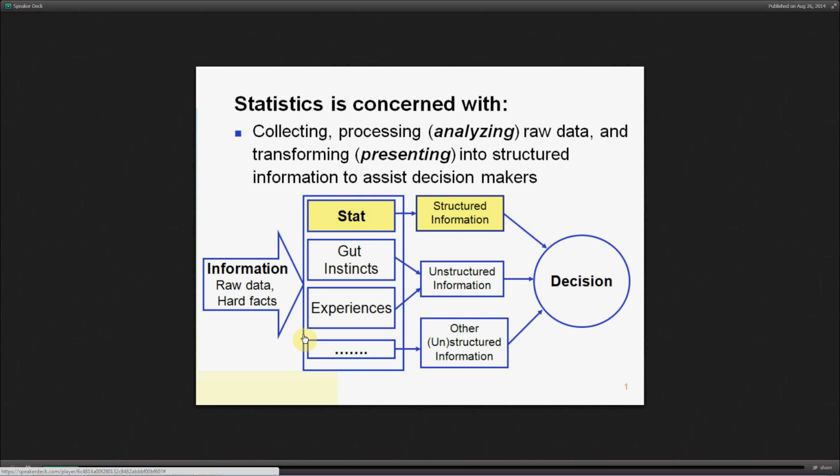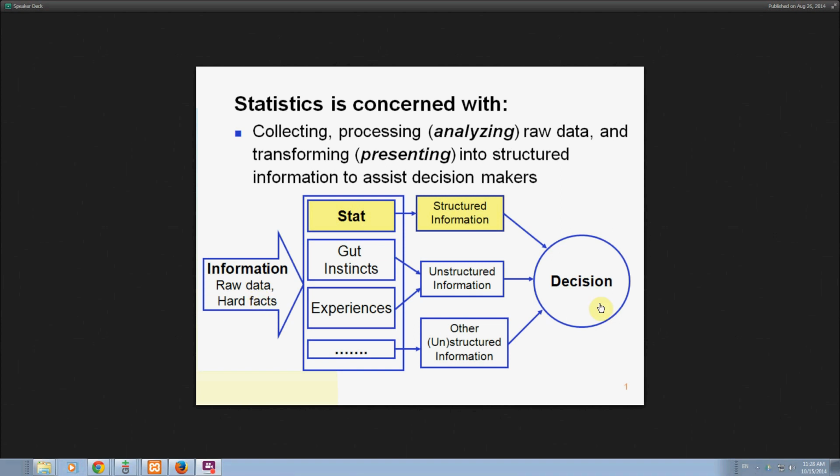The first thing we want to talk about is what is statistics, and to know what statistics is we have to start by understanding what the objective of statistics is. The objective of statistics is to give reliable and unbiased or objective views of data that provide information in a structured way to help us make decisions. So statistics take raw data and hard facts, and provide structured information that we use for making our decisions.